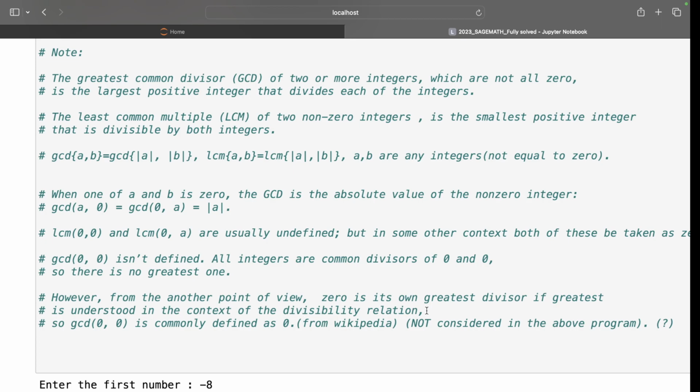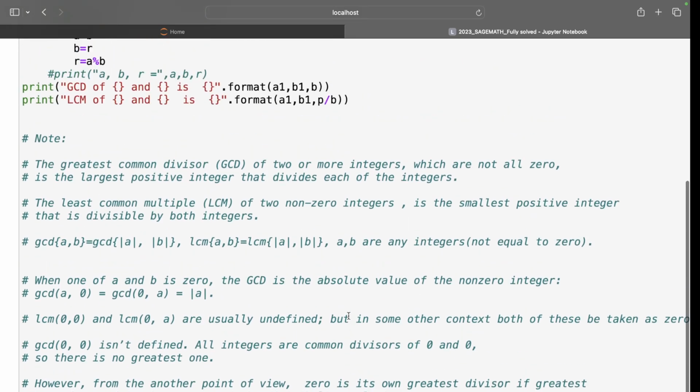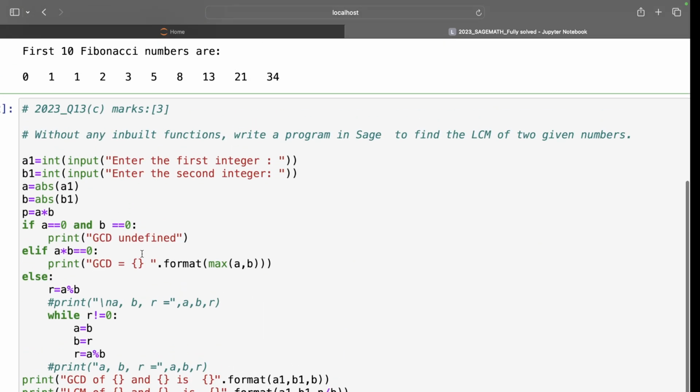Actually, it is from lattice theory. So GCD of 0 and 0 is commonly defined as 0, as collected from Wikipedia. This case is not considered here; this is the typical case. GCD of 0 and 0 is not defined naturally. Usually it is not defined, but in some contexts GCD of 0 and 0 is equal to 0. So here we define GCD of 0 and 0 as undefined, and if one of the integers is 0, the GCD is this.